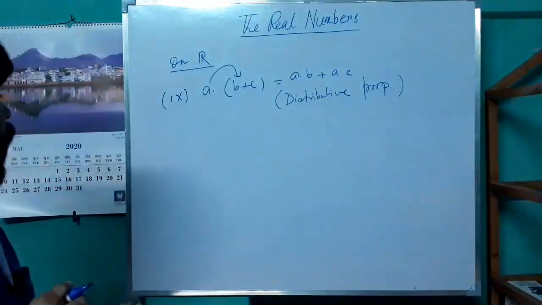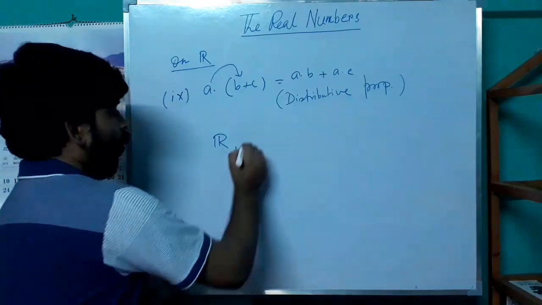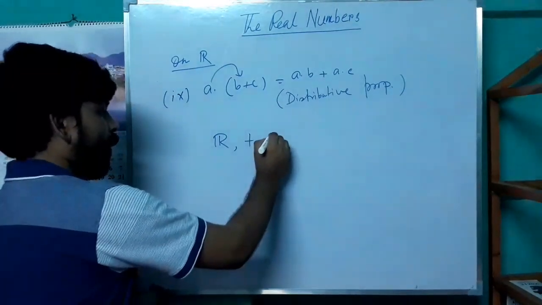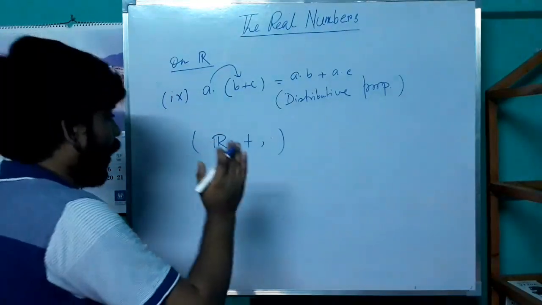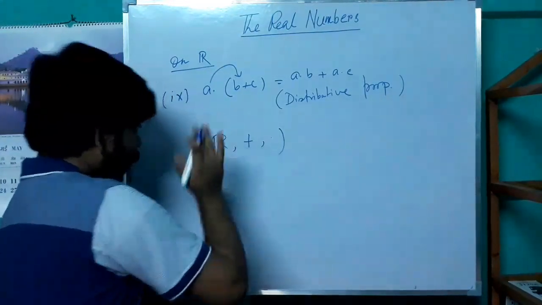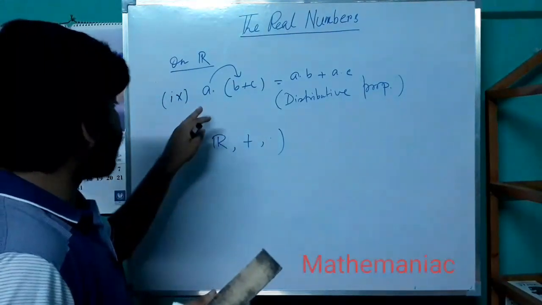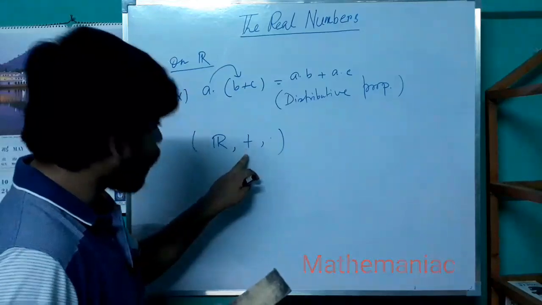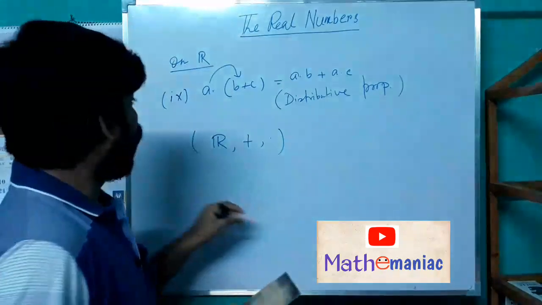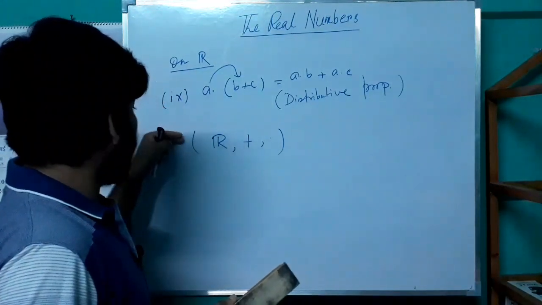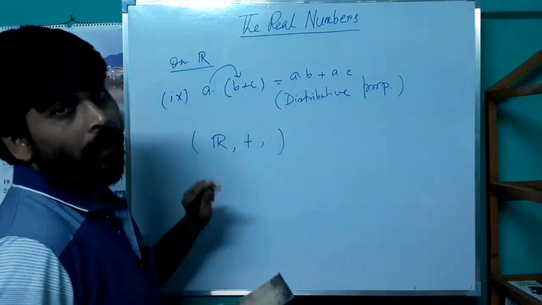Okay, so in R there are 2 operations, one is addition, one is multiplication. Under addition there are 4 properties, and under multiplication there are another 4 properties, and there is one extra property that connects the operations plus and dot. That property is known as the distributive property. So those 9 properties are called the field axioms of R.